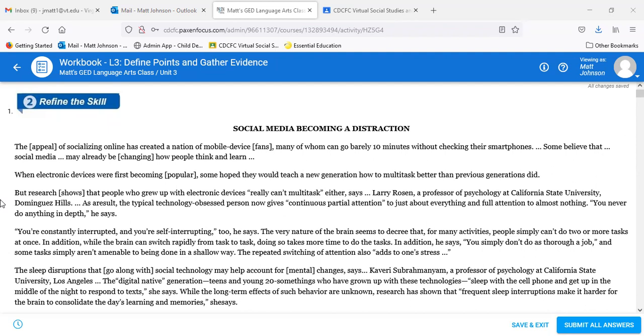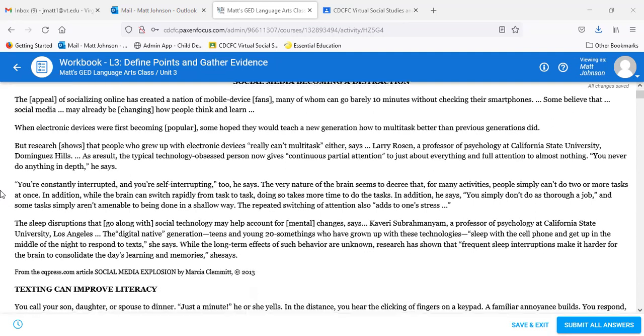The very nature of the brain seems to decree that for many activities, people simply can't do two or more tasks at once. In addition, while the brain can switch rapidly from task to task, doing so takes more time to do the task. In addition, he says, you simply don't do as thorough a job, and some tasks simply aren't amenable to being done in a shallow way. The repeated switching of attention also adds to one's stress. Okay. And then our final piece of evidence, right? And our reason, and then our evidence.